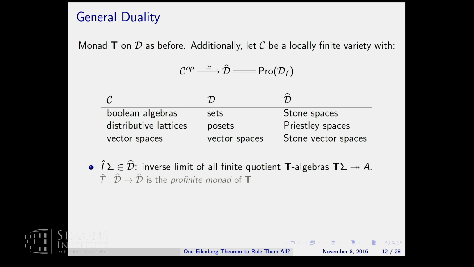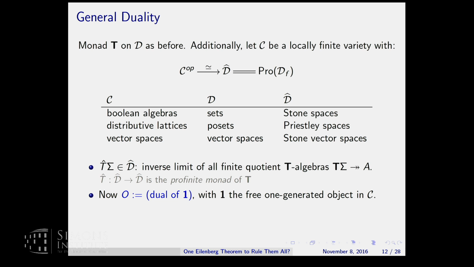The role of this free profinite monoid is now played by doing the same construction that we saw before, but now with T-algebras. So you take the inverse limit of all finite quotient algebras of a free algebra on sigma, and let's call it T hat sigma, and this is going to be the free profinite T-algebra. Actually, this becomes a monad on D hat, which we call the profinite monad, and it's a thing we have seen yesterday in Daniela's talk. Namely, that's this codensity monad that she showed us, for those category aficionados among you.